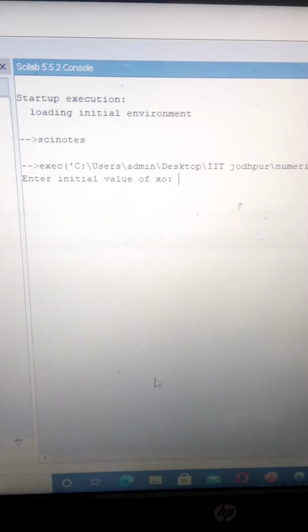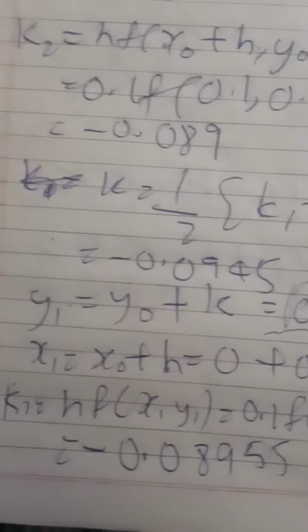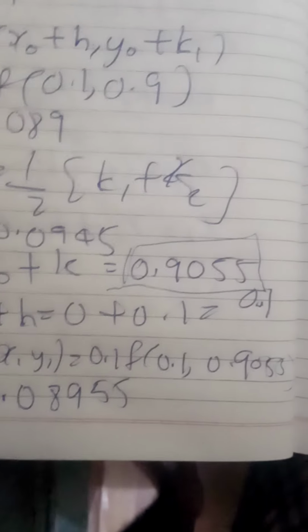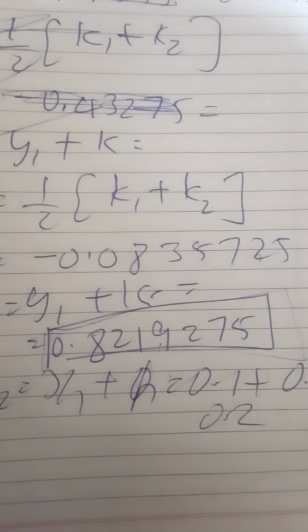How much is the initial value of x naught? It's 0. And how much is the initial value of y naught? It's 1. And how much is h? I've told you it is 0.1. And how much is xn? See, ultimately it ended at x equal to 0.2. So I have calculated y at 0.2. You all can see here. y at x is equal to 0.1 is this 0.9055, and y at x is equal to 0.2 is this, y2 is 0.8219275. So I am entering here xn as 0.2.